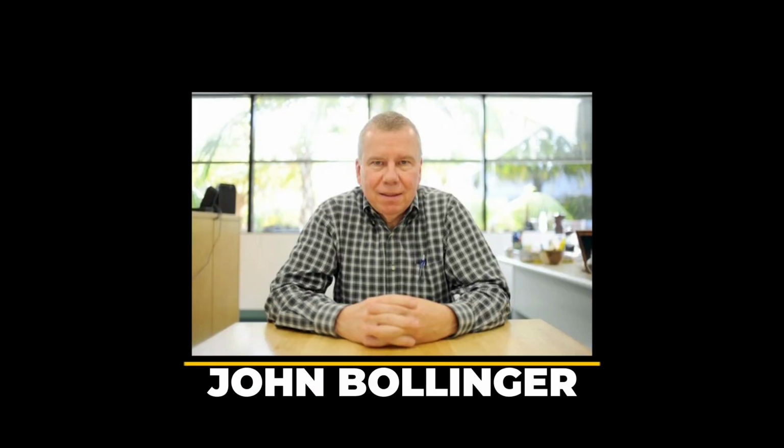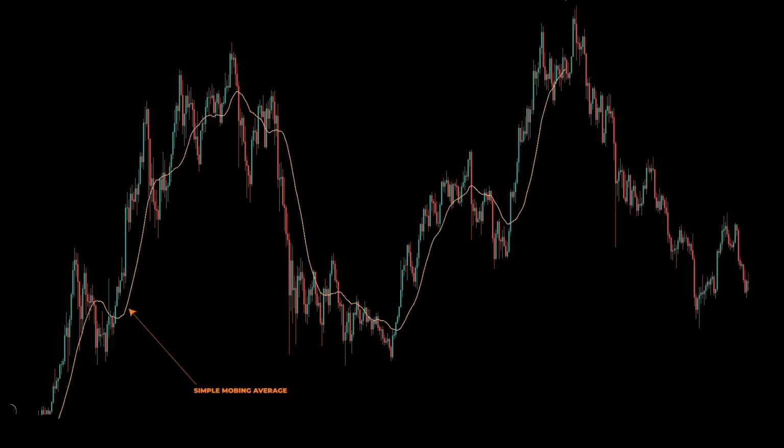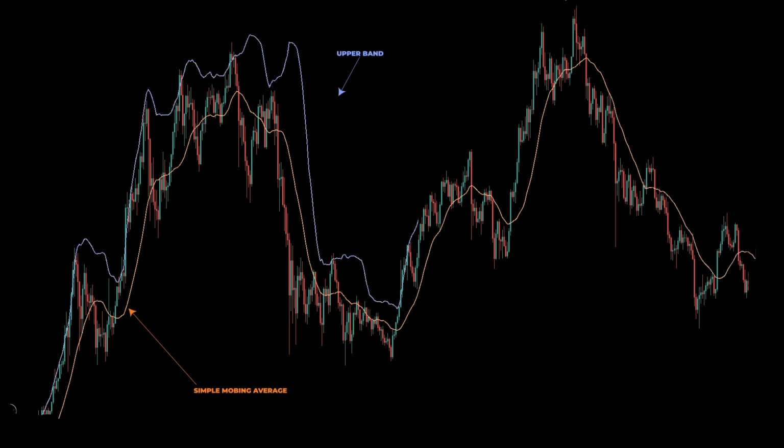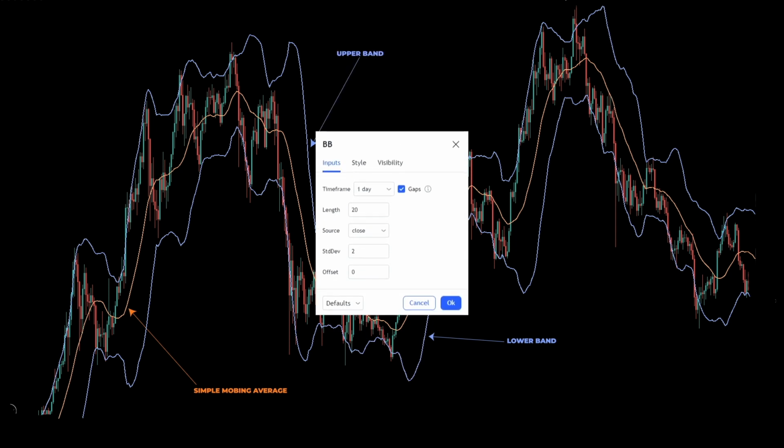Bollinger Bands. The Bollinger Bands is a type of indicator that was created by a man called John Bollinger. The idea of this indicator is to have two bands, which are envelopes plotted at a standard deviation level above and below a simple moving average of the price. And these two bands adjust to volatility swings in the underlying price because the distance of the bands is based on standard deviation.